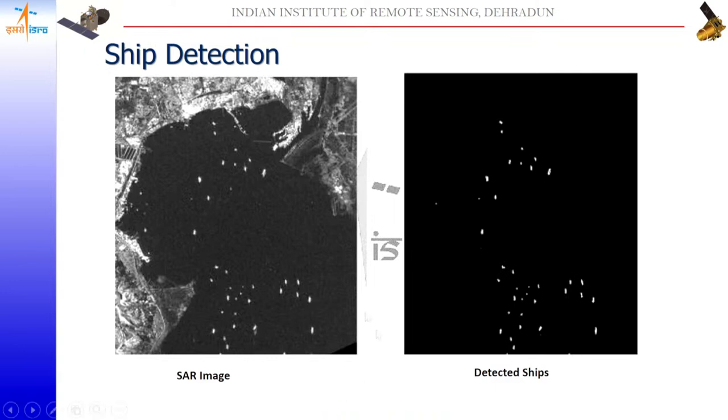This is the ship detection we can do. As I told you, ships are bright targets, and they are over the ocean surface, which is almost black. So we can have different algorithms, CFAR-based algorithms, and we can detect the ships automatically. Seeing them manually is possible, but automatic detection is very useful for operational purposes, because we cannot do everything manually.